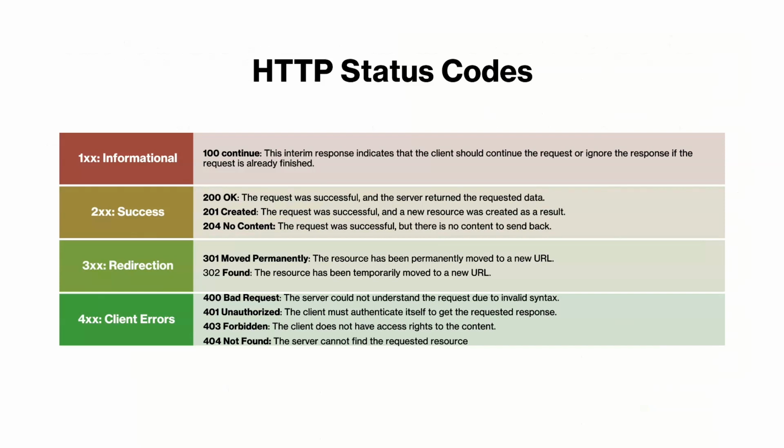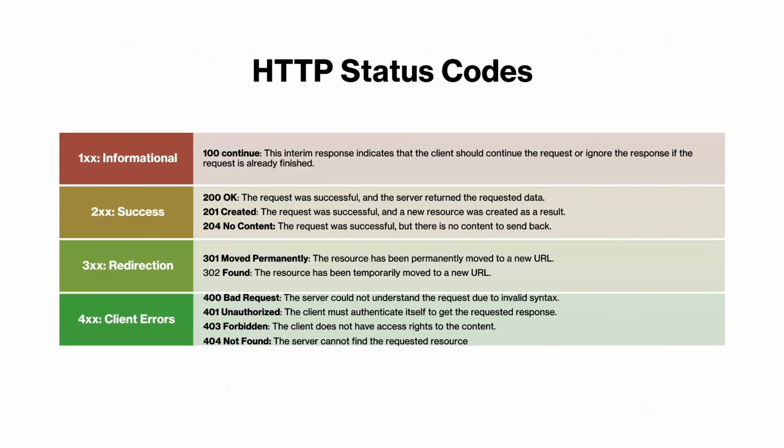4XX, Client error. These codes indicate that the request contains bad syntax or cannot be fulfilled. For instance, 404 Not Found means the server could not find the requested resource, and 400 Bad Request indicates that the server could not understand the request due to invalid syntax, and 401 Unauthorized means the client must authenticate itself to get the requested response, and 403 Forbidden. The client does not have access rights to the content.